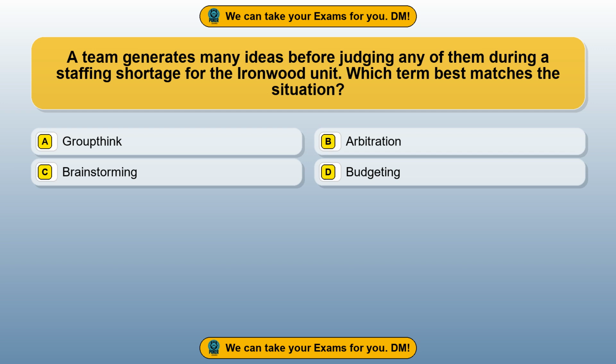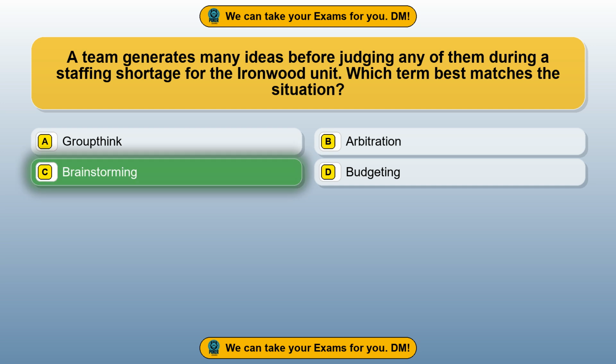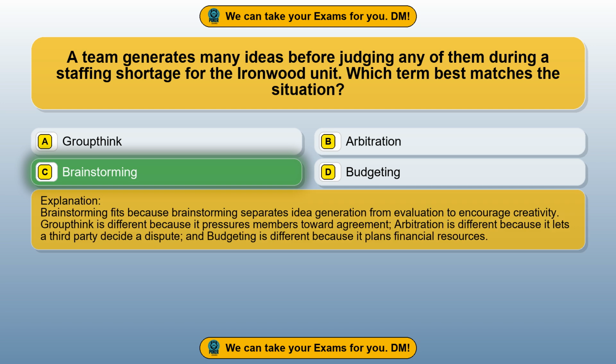Question 61. A team generates many ideas before judging any of them during a staffing shortage for the Ironwood unit. Which term best matches the situation? Option A, groupthink. Option B, arbitration. Option C, brainstorming. Option D, budgeting. The correct answer is option C, brainstorming. Brainstorming fits because brainstorming separates idea generation from evaluation to encourage creativity. Groupthink is different because it pressures members toward agreement, arbitration is different because it lets a third party decide a dispute, and budgeting is different because it plans financial resources.